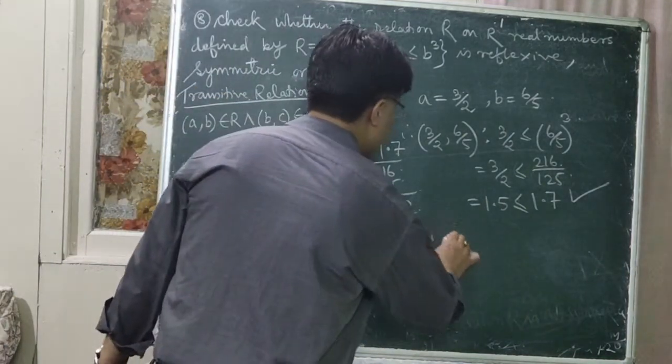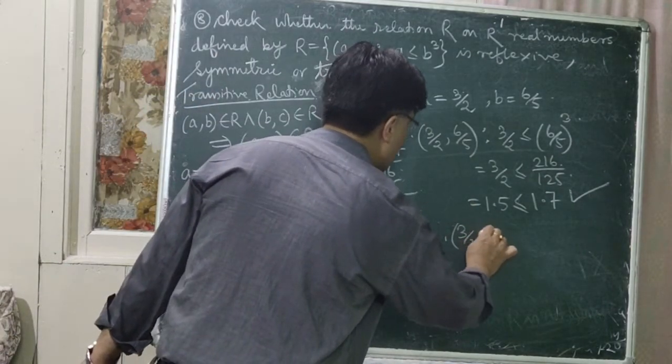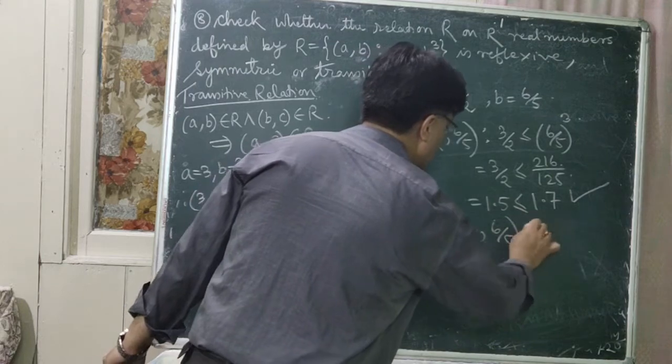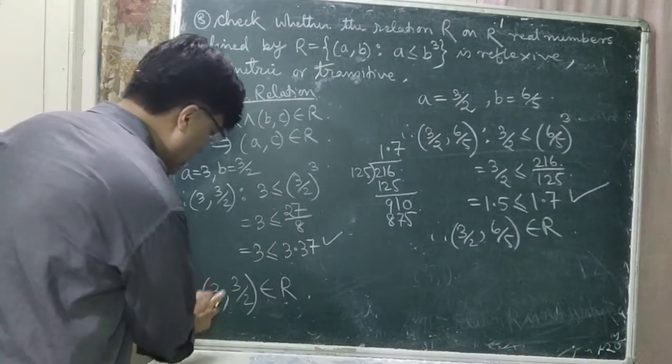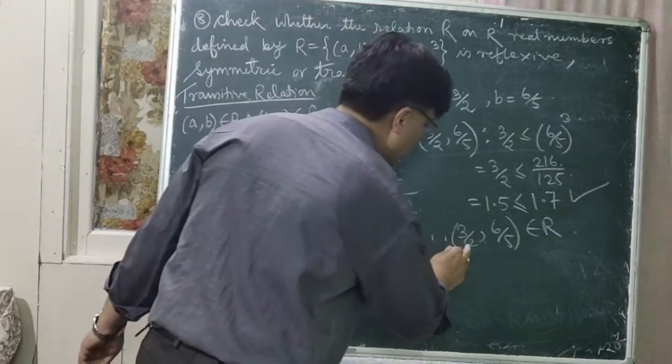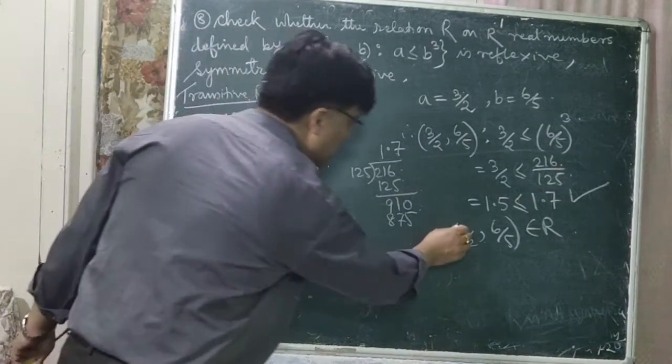So in this case, this 3 by 2 comma 6 by 5 belongs to the relation R. Okay, so 3 comma 3 by 2 belongs to the relation R, and 3 by 2 comma 6 by 5 belongs to the relation R. You see, 3 by 2, 3 by 2.